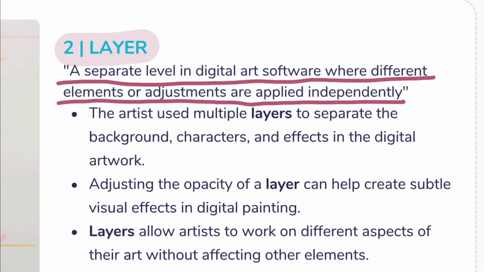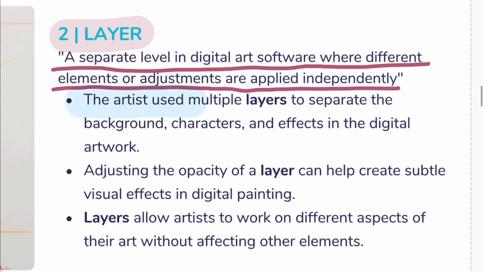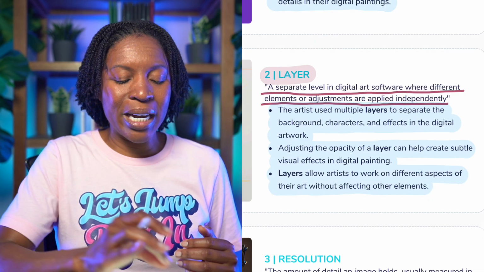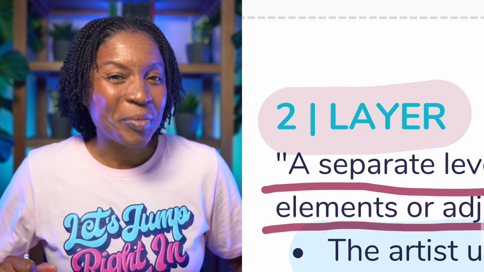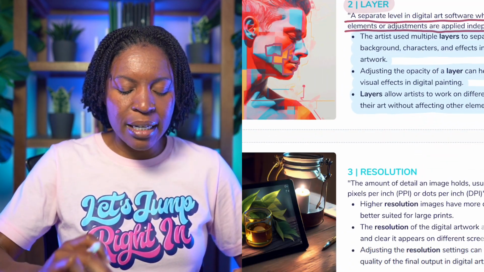Here's the first example sentence. The artist used multiple layers to separate the background, characters, and effects in the digital artwork. Next, adjusting the opacity of a layer can help create subtle visual effects in digital painting. And finally, layers allow artists to work on different aspects of their art without affecting other elements. So once again, number 2, we have layer.